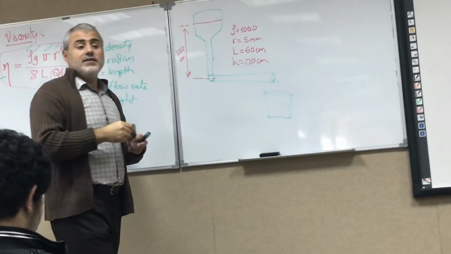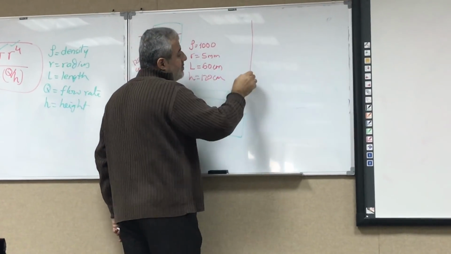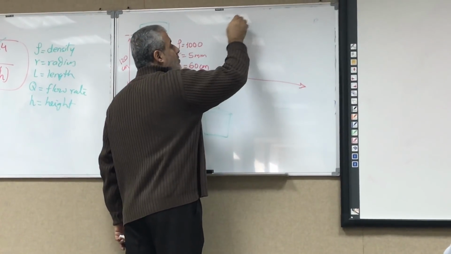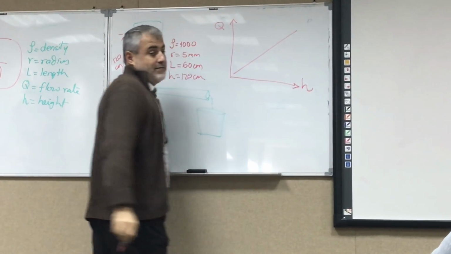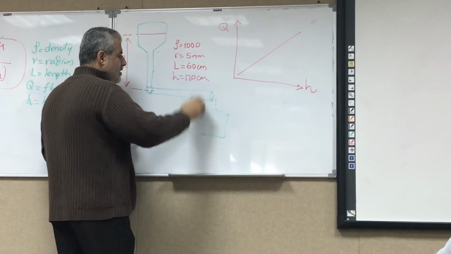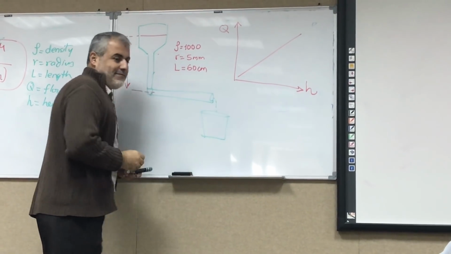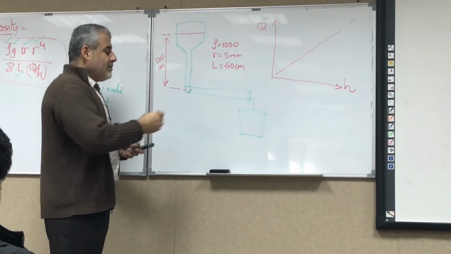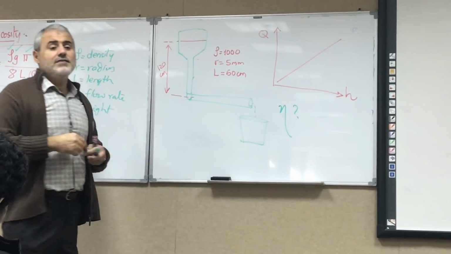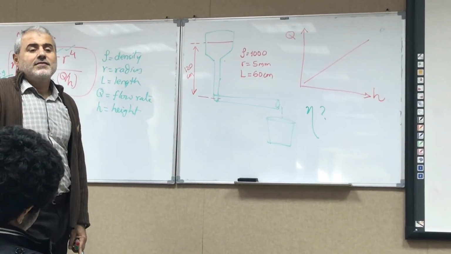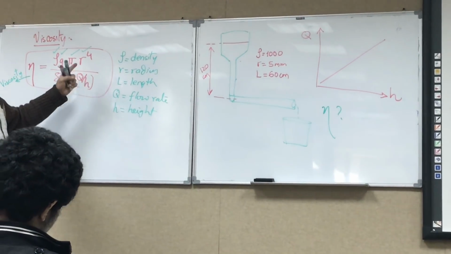Besides this, guys, I'm going to give you a graph of Q versus H. Sorry, you don't need H here. From all this, we need to find eta. Can we find it? Go ahead to the problem.